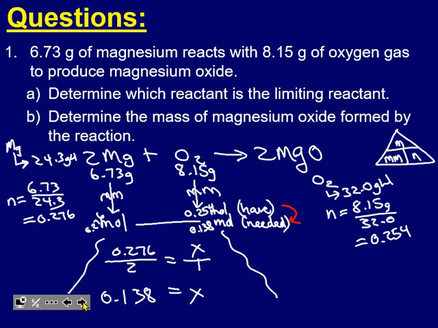It's excess, because I have more than I need. It's excess, the color doesn't matter, therefore this is limiting, and therefore I now solve the problem with the limiting reactant.